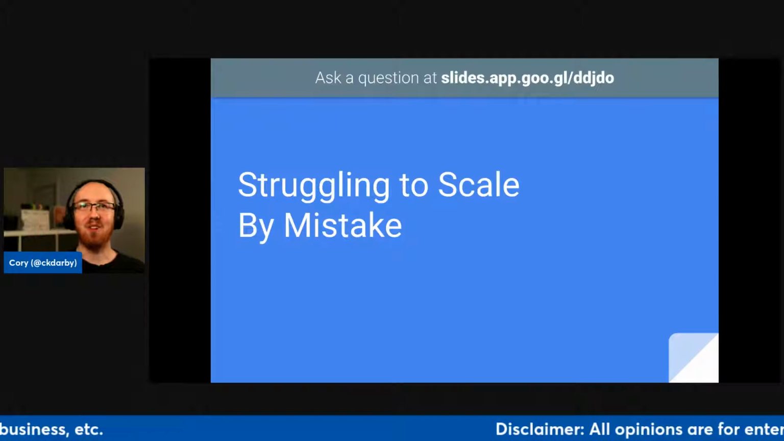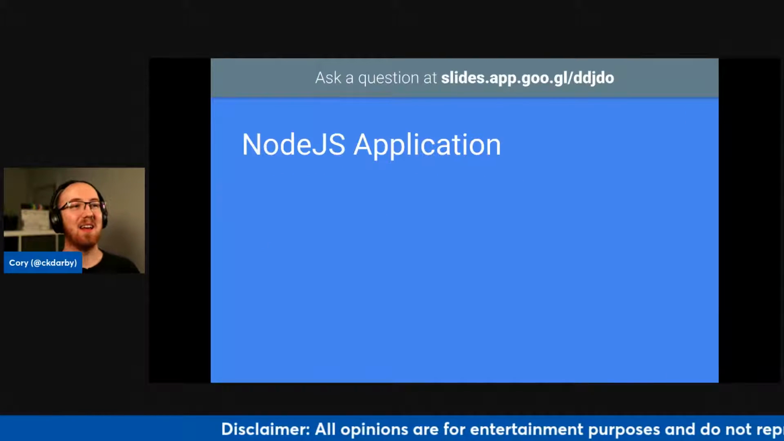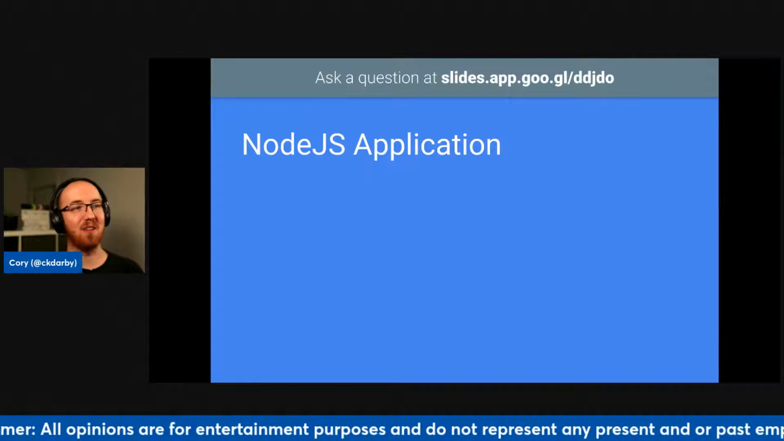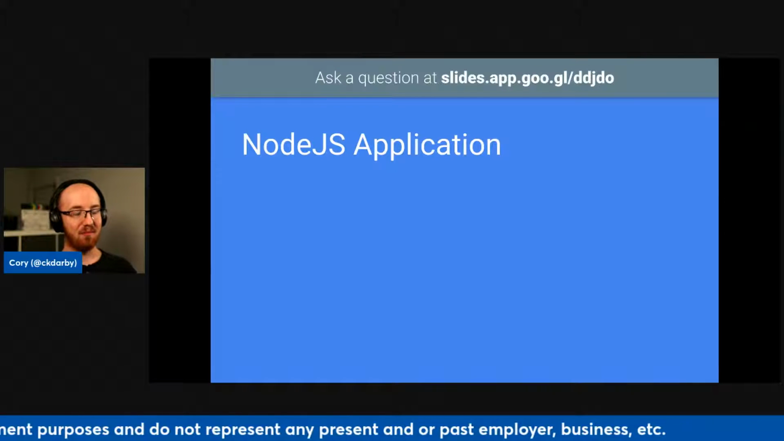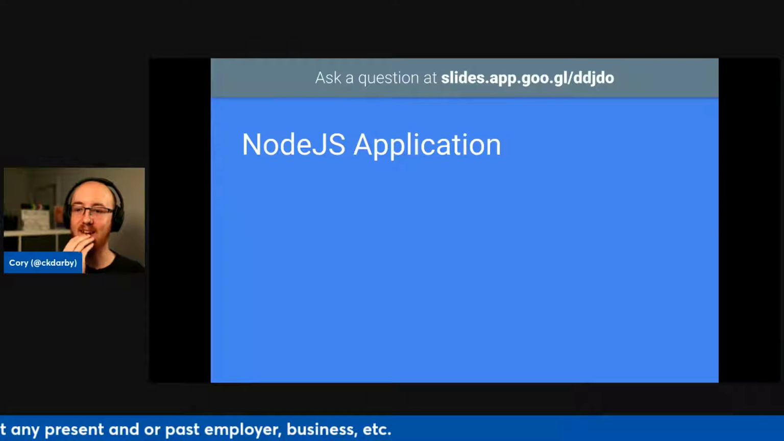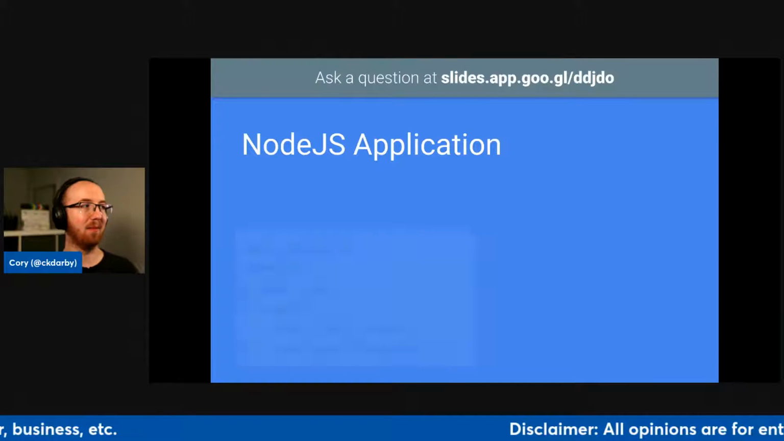Another gotcha was struggling to scale by mistake. Now, we're going to talk about a Node.js application in this case, because that's mostly where you're going to see it. You could also see it in some Java applications if you aren't fully handling multi-thread and things like that.